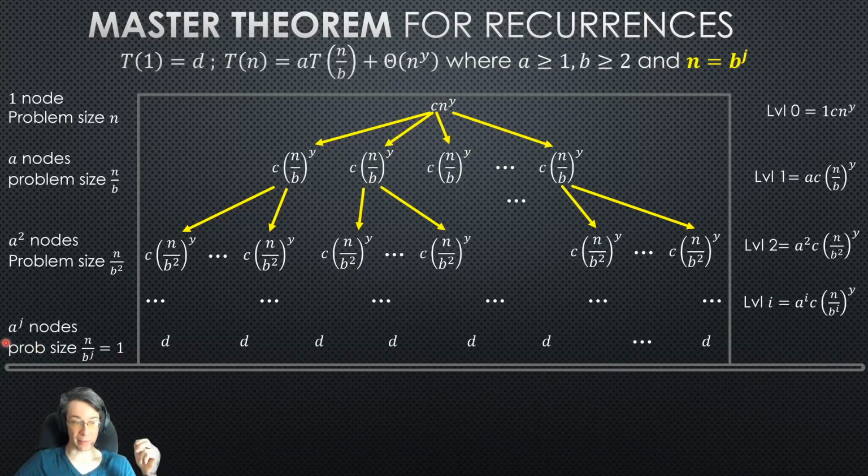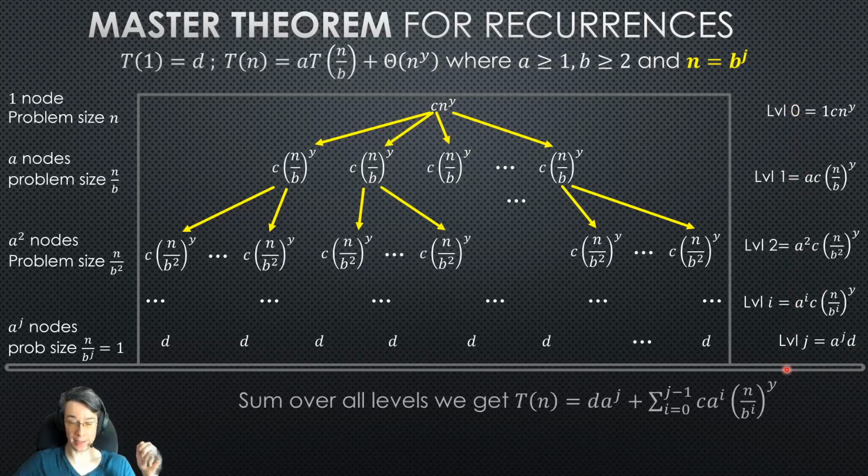Okay, so we're going to have a to the j nodes at the bottom level. And our problem size is going to be n over b to the j. Remember, b to the j is n. This n over n is going to be the problem size, which is 1, right? Okay, and the amount of work done at the last level, we're in the base case, so it's just however many nodes there are times d. So that's a to the j times d. Okay, and now we have to sum up all of the work done at all the levels.